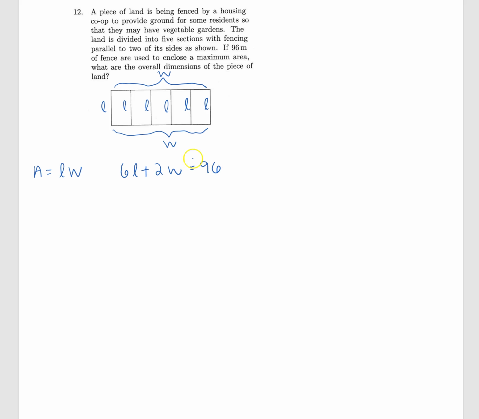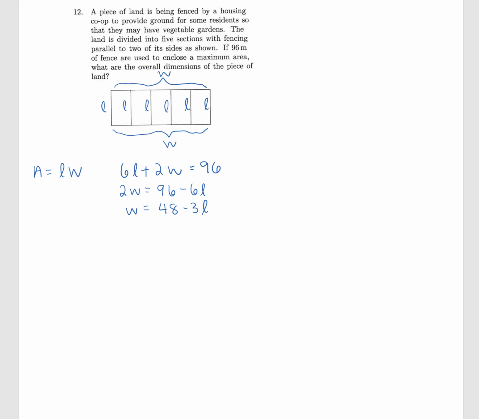So looking at this equation here, what we want to do is rearrange this to get one variable in terms of the other, and W looks a little bit easier to solve for. So what I'm going to do is subtract 6L on both sides, and that's going to give me 2W is equal to 96 minus 6L. And dividing by 2 on both sides of the equation gives me W is equal to 96 divided by 2, which is 48, negative 6 divided by 2, which is negative 3L.